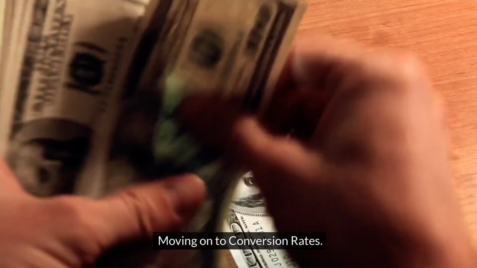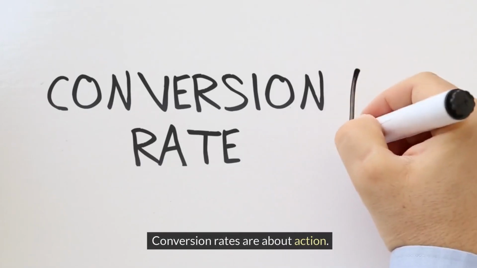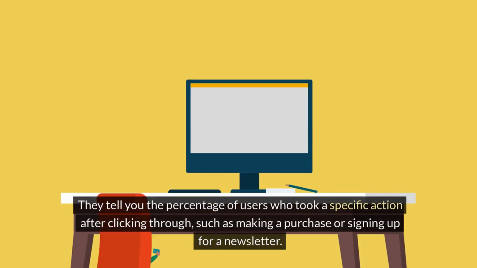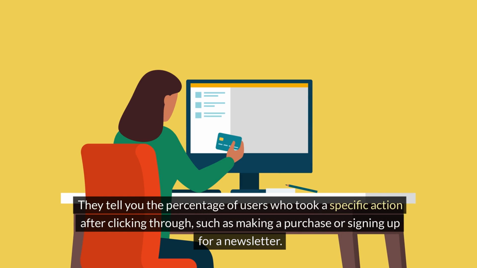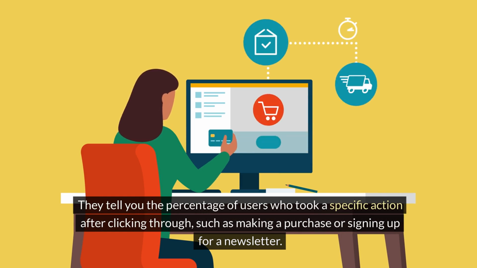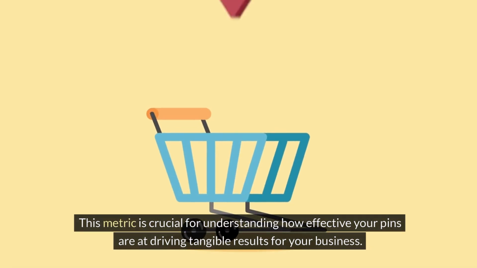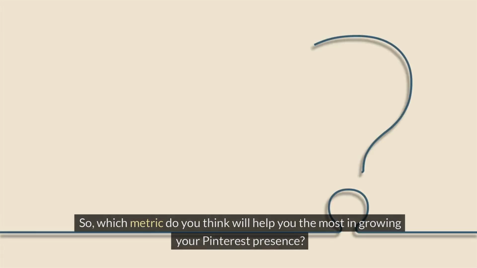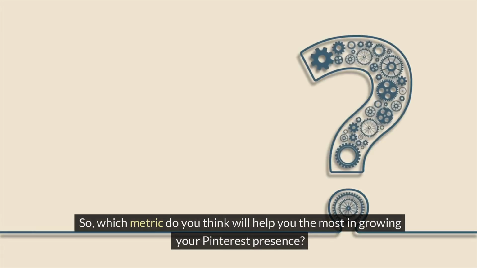Moving on to conversion rates. Conversion rates are about action. They tell you the percentage of users who took a specific action after clicking through, such as making a purchase or signing up for a newsletter. This metric is crucial for understanding how effective your pins are at driving tangible results for your business. So, which metric do you think will help you the most in growing your Pinterest presence?